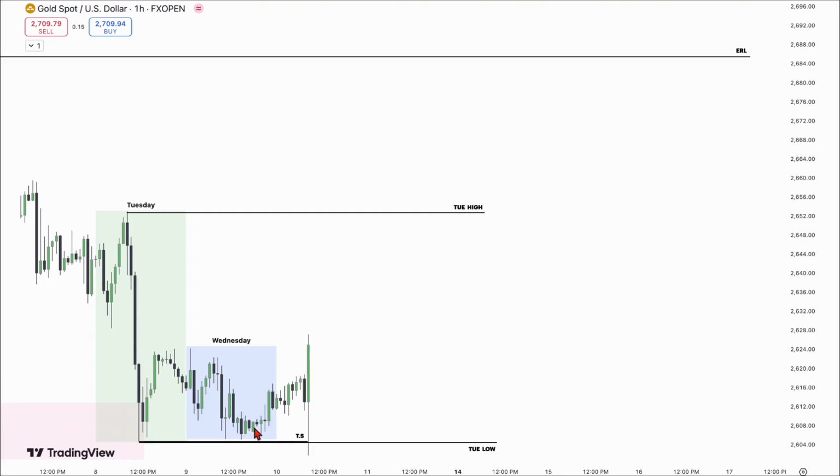Okay guys, you can see that price has swept the low of Tuesday and Wednesday, and the hourly candle gave an inside closing and created a turtle soup. This is our high probability order block, so let's mark it. This is our entry model 1.